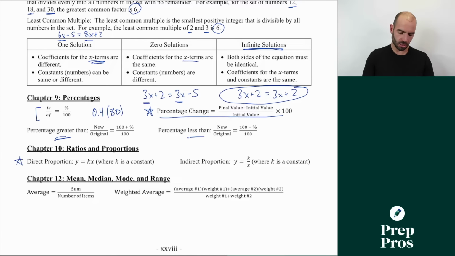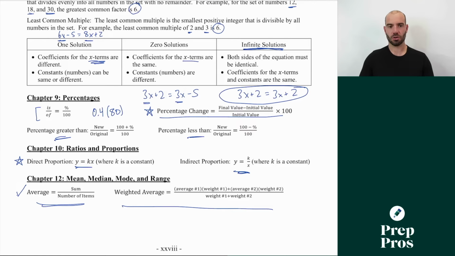Direct proportions, our equation you have to memorize is y equals k times x. Indirect proportions is y equals k over x. Now, they love averages on the test. Make sure you know, first of all, our basic average question, this one should probably be easy. Our average is found by the sum over the number of items. Weighted average is also huge, especially towards the back of the test.